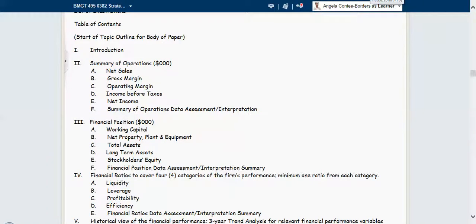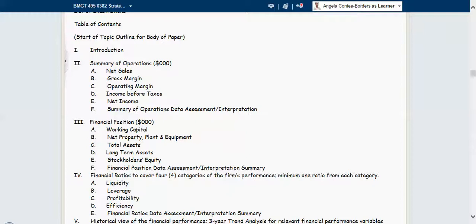I'm recording this message for BMGT 495, and I wanted to go over the financial analysis because I see that folks are having a lot of concern and a lot of problems in moving forward with this assignment. So I want to do two things in this very short recording. The first is to go over the format and what you should be including, and the second is to talk about the content. So let's start with the format.